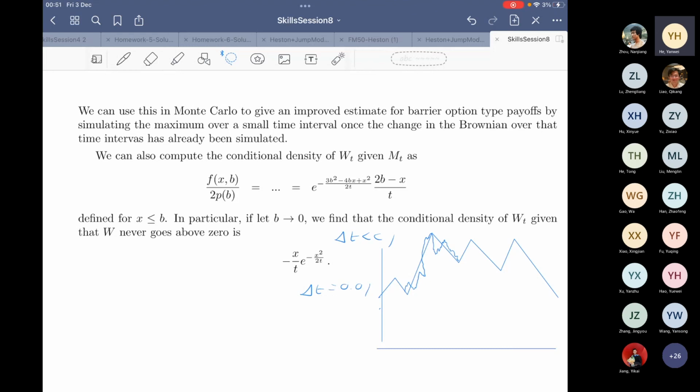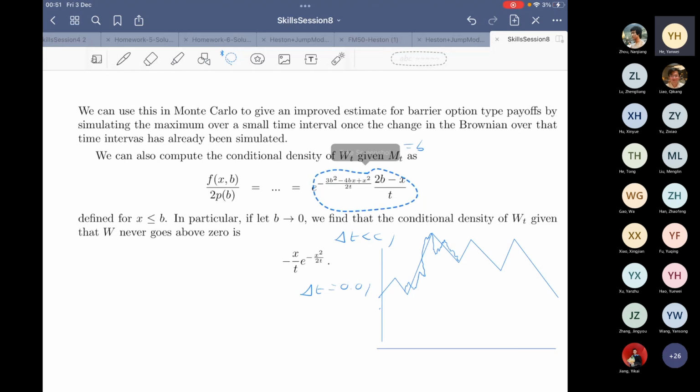Another thing you can do is go the other way around and compute the conditional density of WT given MT, so given MT equals B. Remember, we've shown that the density of MT is twice the normal density, so that's why I've just divided by 2 pb there, but it's evaluated at b now, not x. If you do that, and again skip a few lines of boring simplification, you end up with this formula.